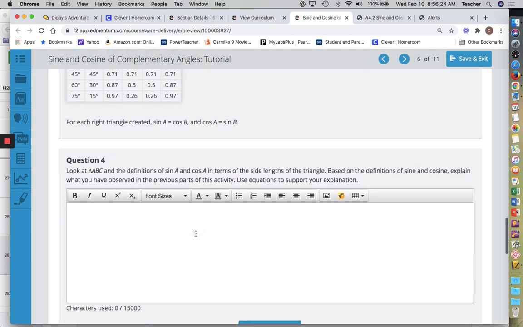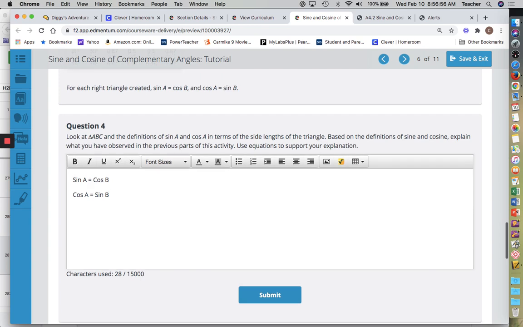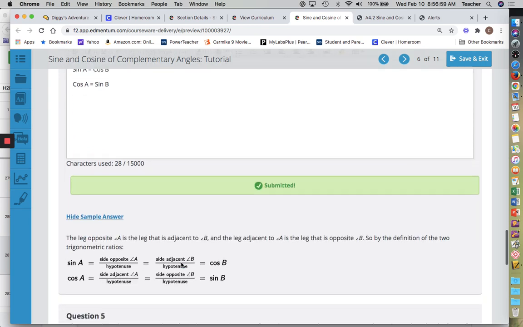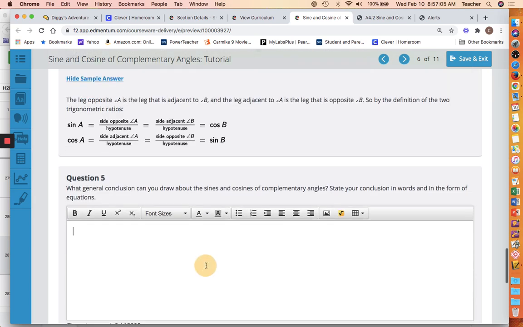All right, so look at triangle ABC and the definition of sine of A and cosine of B in terms of side lengths. Based on the definition of sine and cosine, explain what you observed in the previous parts of the activity. Use the equation to support your explanation. So it's going to be sine of A equals cosine of B because they switch on us. And then cosine of A will equal sine of B. Yeah, sine of A, cosine of B, cosine of A, sine of B. All right, awesome.